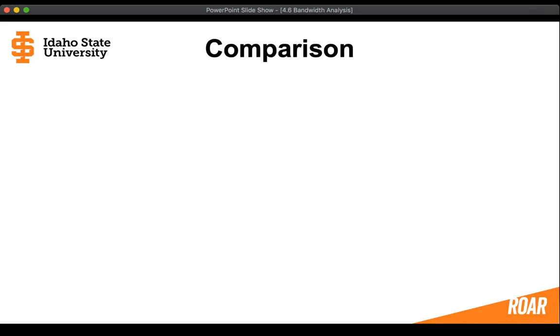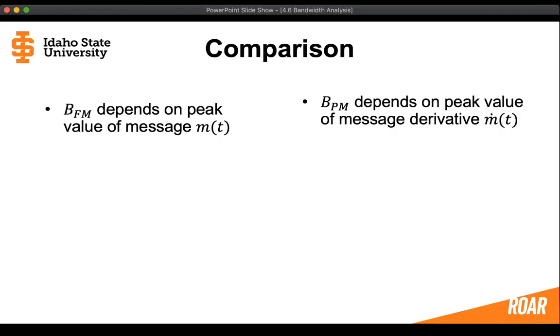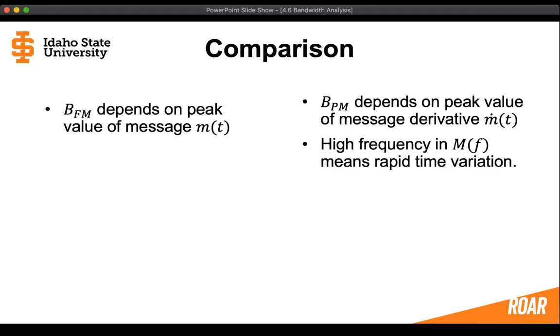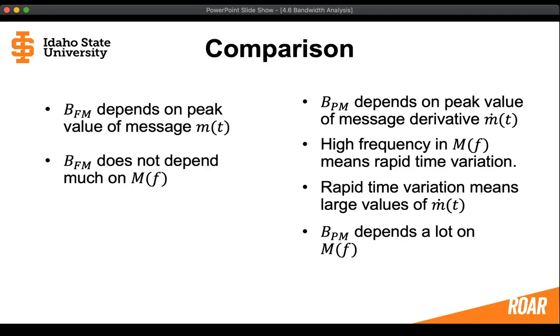All right, so now let's compare the two. The bandwidth of the frequency modulated signal depends on the peak value of the message. However, the bandwidth of the phase modulated signal depends on the peak value of the derivative of the message. If a message has a lot of high frequency components, that means that it's going to have a lot of rapid time variation. Signals that have a lot of rapid time variation are going to have large values in their derivatives. So the bandwidth of a phase modulated signal is going to depend a lot on the frequency components of the original message. However, the bandwidth of a frequency modulated signal doesn't really depend on the frequency components of the message at all.